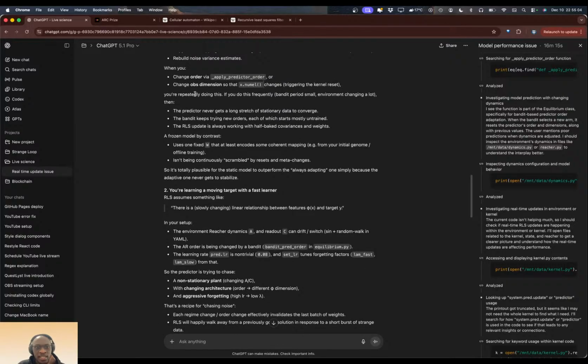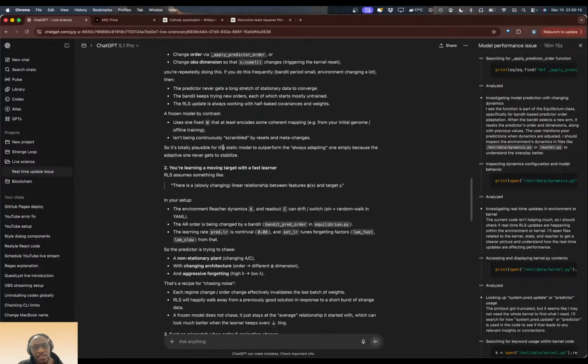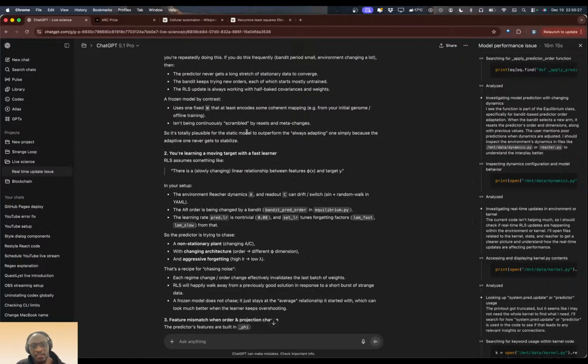the kernel reset. You're repeatedly doing this. If you do this frequently, bandit period small, environment changing a lot, then the predictor never gets a long stretch of stationary data to converge. The bandit keeps trying new orders, each of which starts mostly untrained. The RLS update is always working in half-baked covariance and weights.